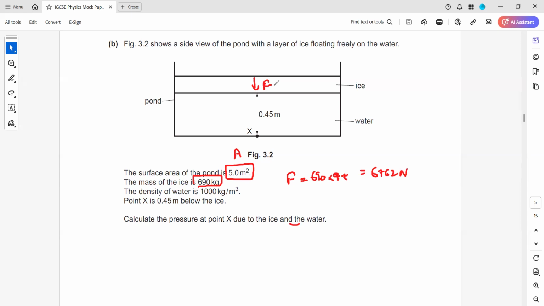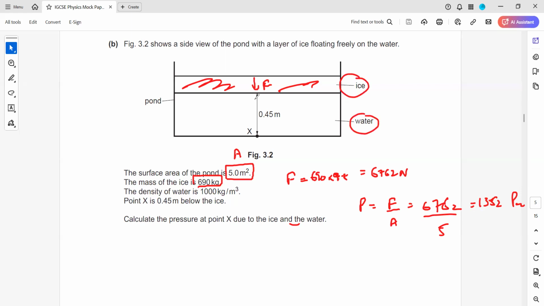We got the weight or the force of the ice, and the area is already given to us. How much is the area? 5. So what is the pressure exerted by the ice? That is force divided by area. So 6,762 divided by 5. What's the answer? 1,352.4. Okay, 1,352 Pascal. That is the pressure exerted by the ice.